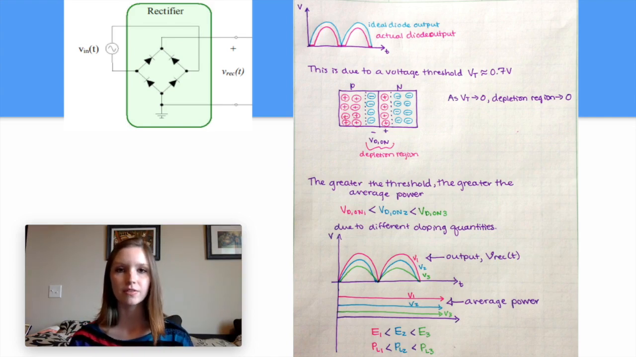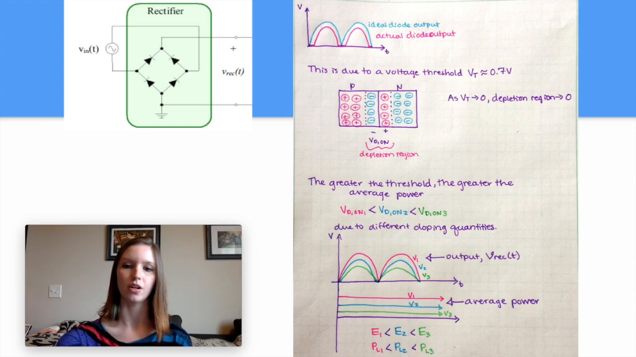Say we have 3 different diodes with different doping quantities, and we get VD on of 1 is less than VD on of 2 is less than VD on of 3, and you get this output V rec of t shown below. You can see that the average power for V1 is greatest, and the power lost is least, the same as the electric field is least.